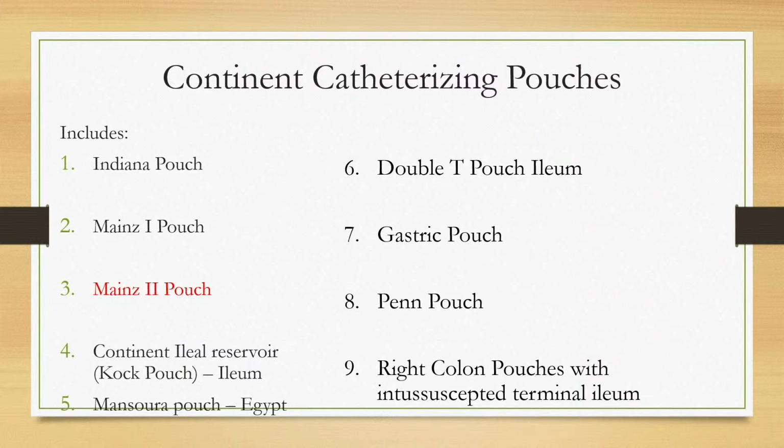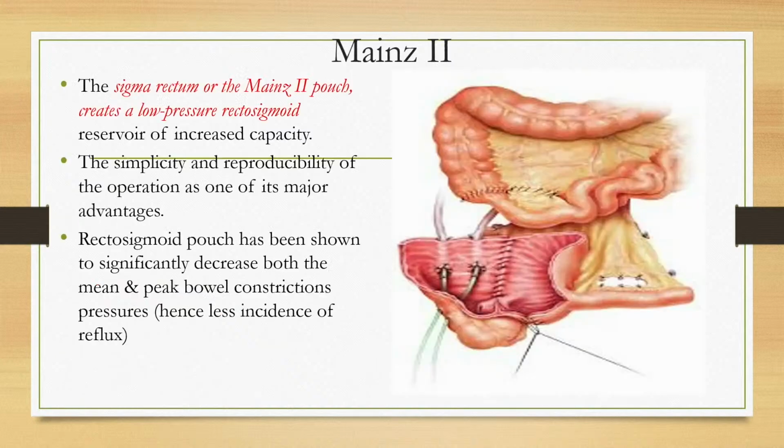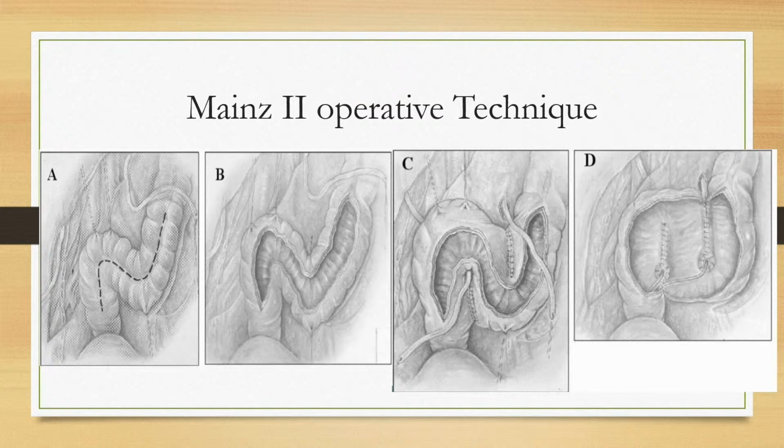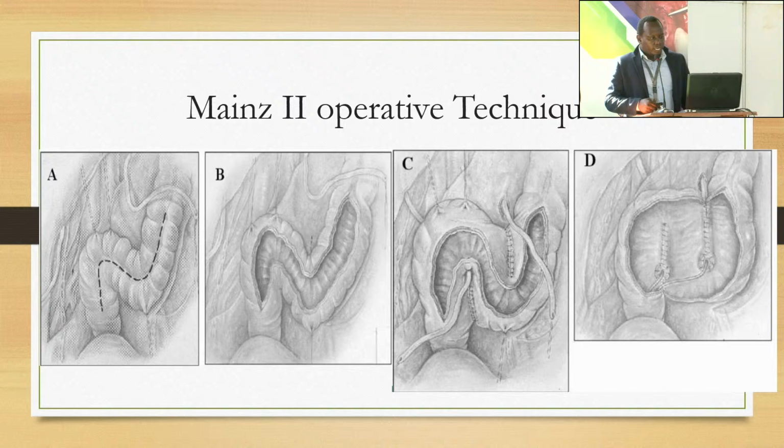we have here. So it is also called a sigma rectum pouch, and mainly what you do is that you open up the bowel in a longitudinal fashion, but you end up closing it in a transverse fashion, as you've seen. So what you do is that you create a reservoir in the rectosigmoid area, which mimics the bladder compliance, so that it can fill with low pressure, but are able to achieve good volumes. So this is what basically Mainz 2 does.